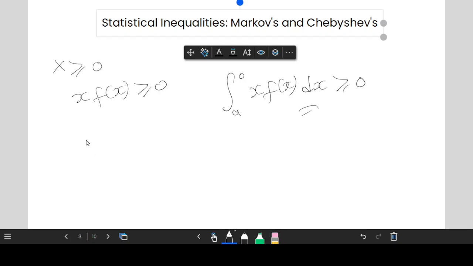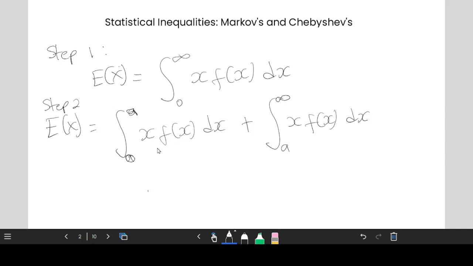Then, if that is the case, dropping this that we know is non-negative, we will have the expectation of X to be greater or equal to the integral from A to infinity of x f of x dx. Because we have already stated that because X is non-negative, this integral will also be non-negative for all x. In that case, if the expectation can be split into these two, and we know this is non-negative, then the expectation of X will be greater or equal to just this one.